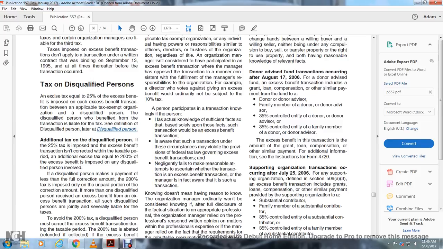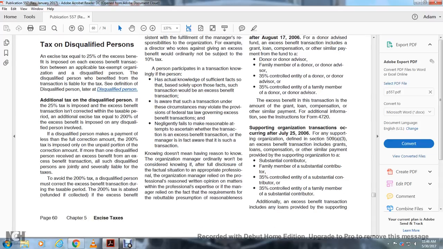Donor advised fund transactions occurring after August 17, 2006. If a donor advised fund is involved, excess benefit transactions include a grant, loan, compensation, or other similar payment from the fund to a donor, donor advisor, family member of a donor or donor advisor, or a 35% controlled entity of the donor, donor advisor, or family member. The excess benefit is the amount of the grant, loan, compensation, or other similar payment. For additional information, see Instructions for Form 4720.